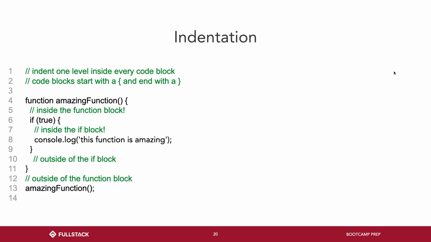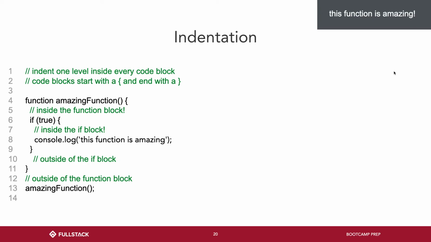Then over here, we are invoking our function. We are calling our function. We are running our function. Invoking is running, okay? We call the function to run it. We invoke it. So we invoke amazing function, and we get "the function is amazing" in the top right. That is our terminal. We run this function. If true, true is true. So we say console.log, this function is amazing.